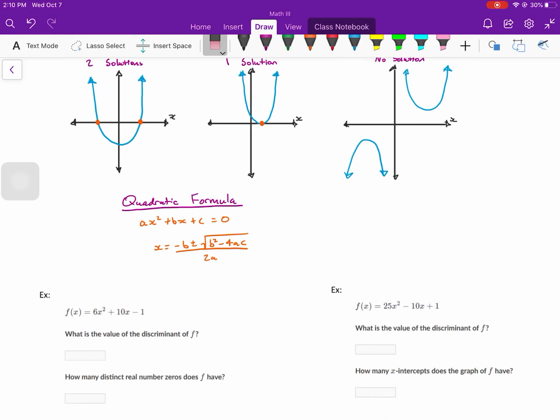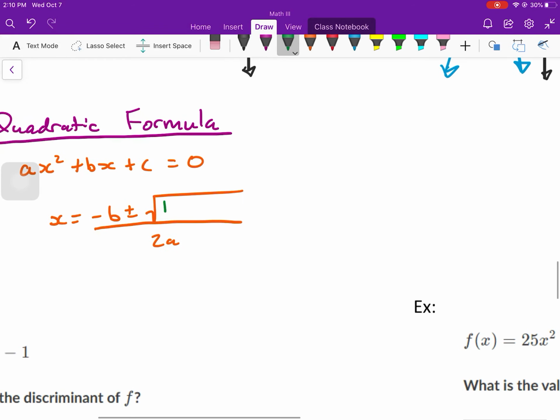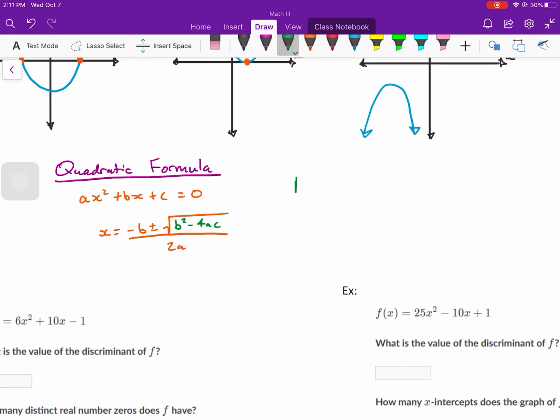So we have something here called the discriminant. And so the discriminant is b squared minus 4ac. And so you don't really have to memorize a new formula. It's just the inside of the square root. And so if this discriminant is negative, then you have no solution. If it's 0, you have one solution.